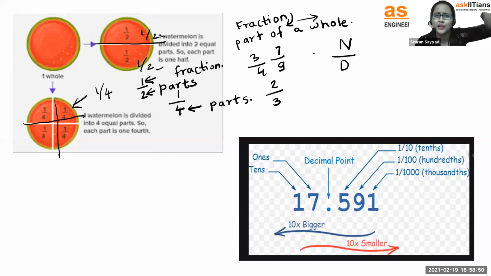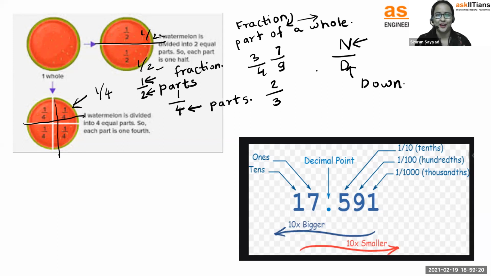Some students get confused about whether the numerator is above or below. So I can give you a quick hint. D means denominator, so you can correlate it with the word down. D for denominator, down is for denominator, and the upper part is the numerator. So a fraction is numerator upon denominator.